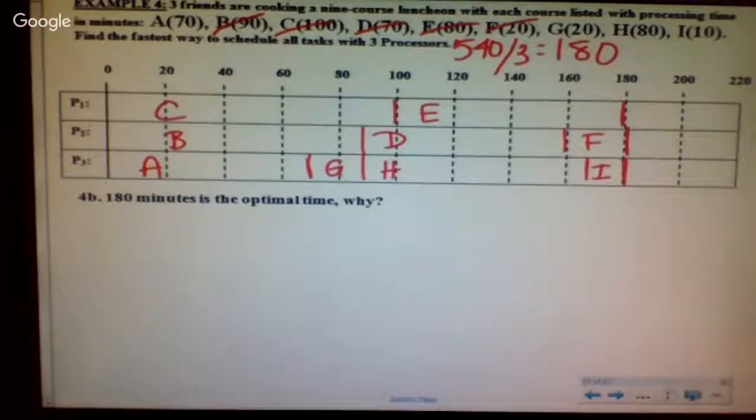So while you're marking that, think about the question below it. Is 180 minutes the optimal time? Yes. Why? Because they all end at 180. They all end at 180 and there is no idle time. Everybody's working the full amount of time.